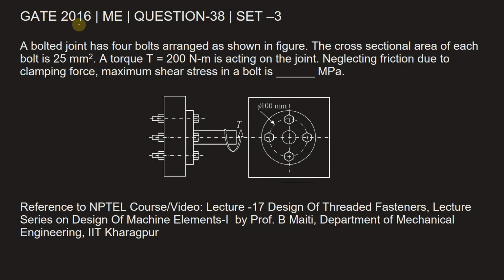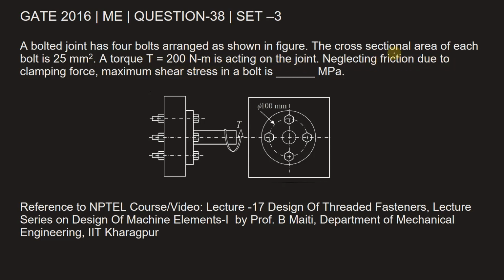This question is from GATE 2016, Mechanical Engineering Paper Set 3, question number 38. A bolted joint has 4 bolts arranged as shown in the figure. The cross-sectional area of each bolt is 25 mm square. A torque T of 200 Newton meter is acting on the joint.